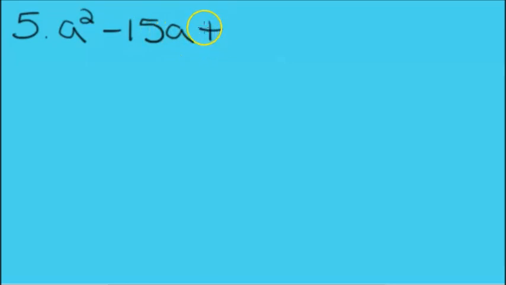Let's do another problem. So let's go to 5. So we have a squared minus 15a plus 36. We'll set this equal to 0. I encourage you to pause this video to see if you're able to do this on your own, and then unpause when you think you've got it and want to check your answer.